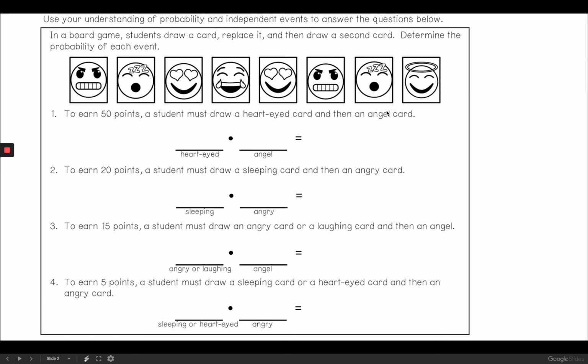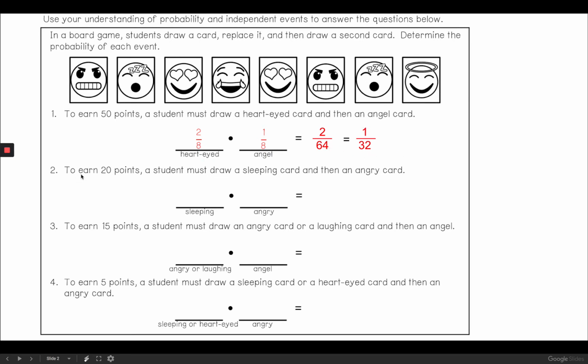Well, if I look at this one, it has 2 heart-eyed cards, and we have 1, 2, 3, 4, 5, 6, 7, 8 cards. So I'm going to say that's 2 out of 8. And then we have the angel. There's only 1 angel card, so that's 1 out of 8. And then I just multiply those across. 2 times 1 is 2. 8 times 8 is 64. And that means that I have a 2 out of 64 chance, or a 1 out of 32 chance. How I got this second number is I took both of those and divided them by 2. 2 divided by 2 is 1. 64 divided by 2 is 32.